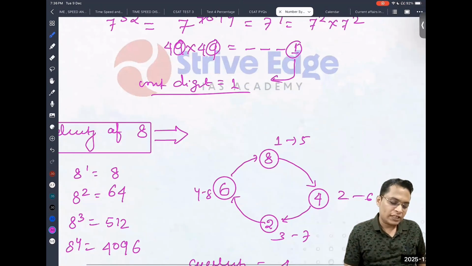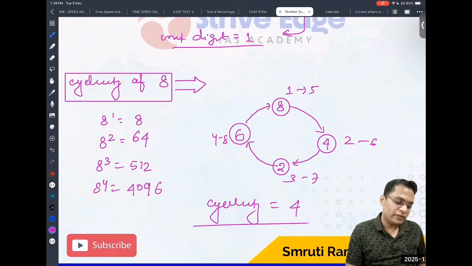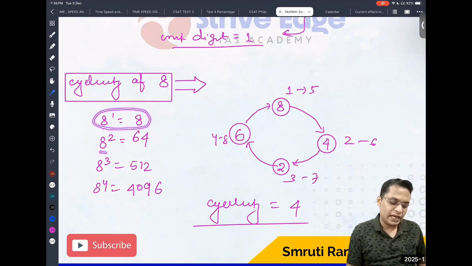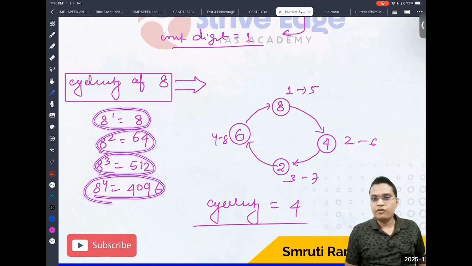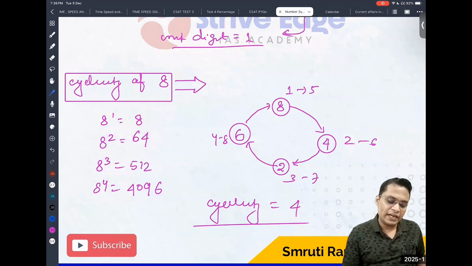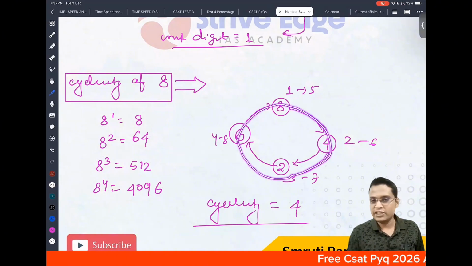Okay, next we are going to see the cyclicity of 8. 8 to the power 1 is 8, 8 squared is 64, 8 cubed is 512, 8 to the fourth is 4096. So again 8 is followed by 4, 2, 6 in this way. So the cyclicity is also 4.